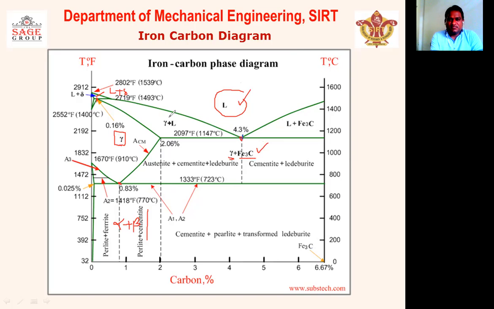These lines are known as, this is the liquid line, right? This is the solidus line, and these lines are denoted by A1, A2, right? This is the ECM line, this is the E3 line, and these lines and this region especially show the conversion from gamma to two different solids. So lines A3, ACM, and A1, A2.